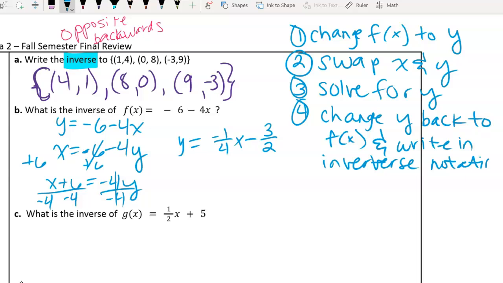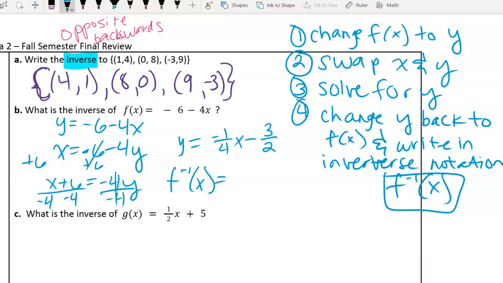So when we write in inverse notation, that looks like f negative 1 of x. So here we would say f negative 1 of x equals negative 1 over 4 x minus 3 over 2. So not so bad if you follow the steps, right? You can change f of x to y, you can swap the variables, and you can solve for y. Those are all things that everyone in here is capable of doing.